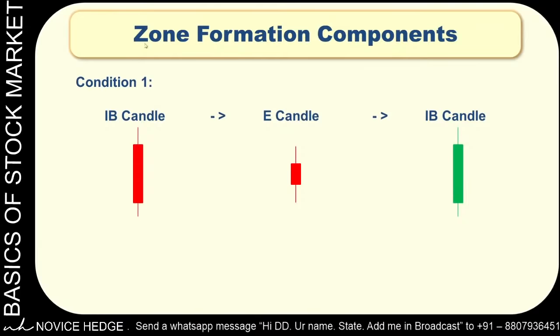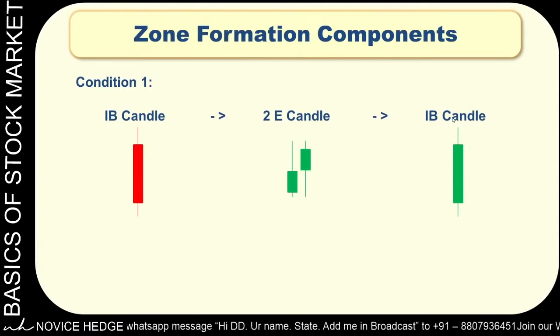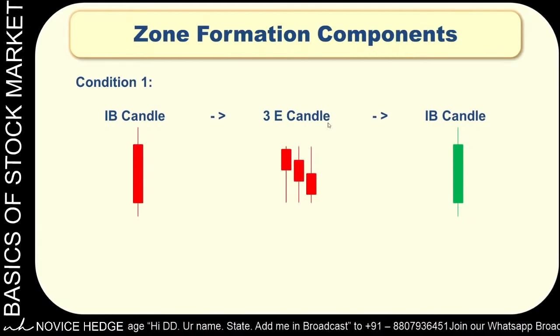So let me start the zone formation components. For a zone to be formed, we have two conditions. The first condition is it should have one IB candle and one or two or three E candles, and it should have another IB candle. These are the candles required to form a particular zone. The E candles can be one, two or three. Beyond three it is not suggested. One and two have the higher probability, the third one is okay.